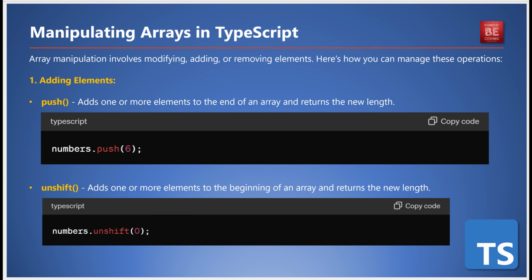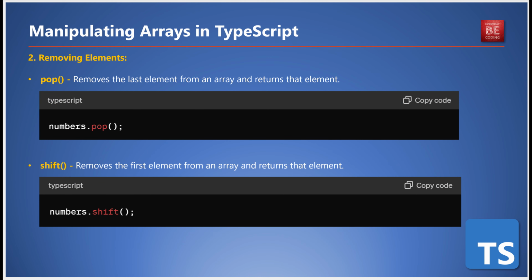Now let's shift gears to manipulating arrays. Arrays are dynamic in TypeScript, allowing you to add or remove elements on the fly. To add elements, you can use push to add items to the end or unshift to add them at the beginning. Each method adjusts the array length accordingly and returns the new length.